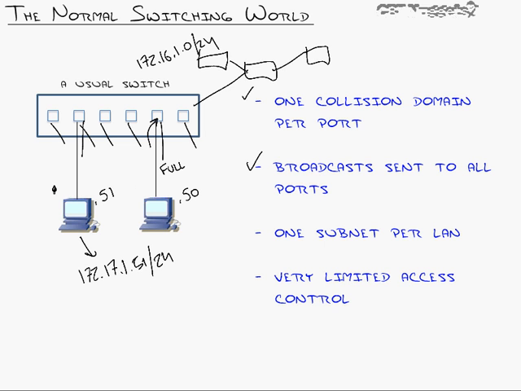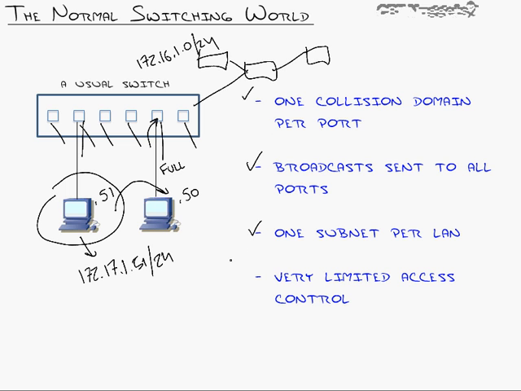That immediately this computer would be isolated from the rest. Even though it's plugged into the same switch, it could not reach anyone because logically speaking, it thinks it's on a separate network than everybody else. So it's going to try and go to its default gateway to reach things that are in this subnet.